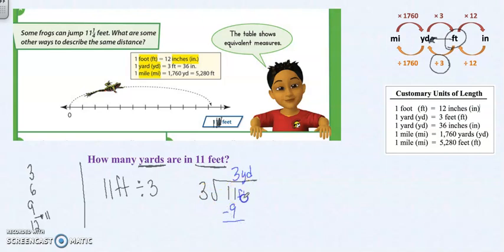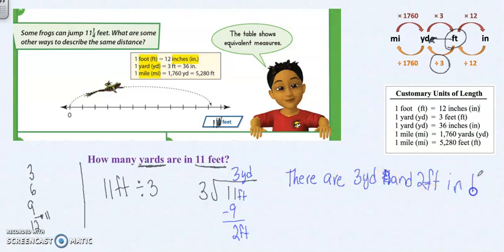Well, there's going to be something left over. 11 take away 9 gives me 2. I started off with 11 feet and I ended up with 2 feet left over. Well, let's answer the question. How many yards are in 11 feet? There are 3 yards and 2 feet in 11 feet.